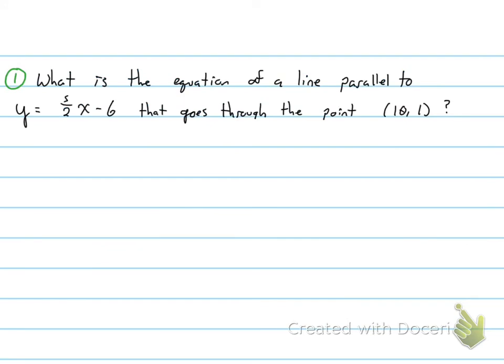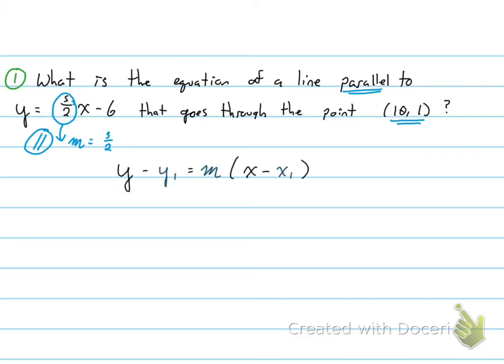What is the equation of a line parallel to y equals 5/2 x minus 6 that goes through the point (10, 1)? All that I care about in that first equation is the slope. The slope of my new line is still going to be 5/2 because I want a parallel line. Parallel lines have the same slope. I also have a point now, so I can make my equation in point slope form. Do y minus my y coordinate equals the slope I want to use times x minus my x coordinate.